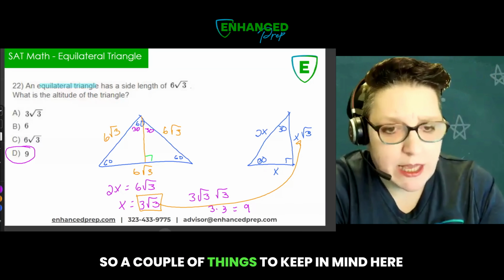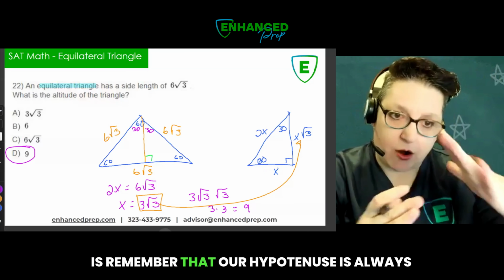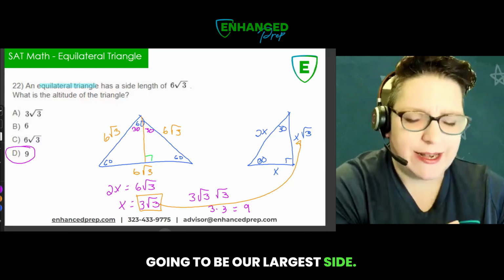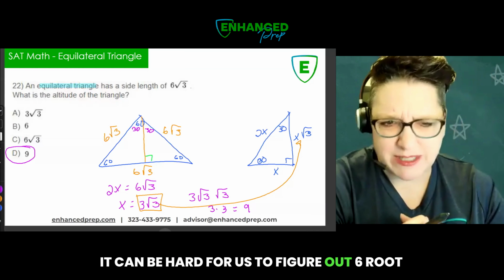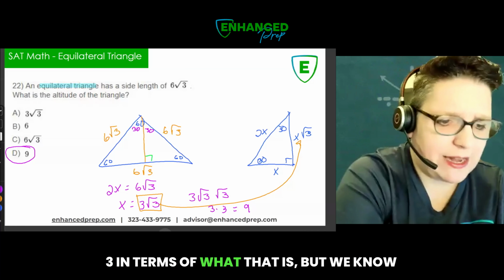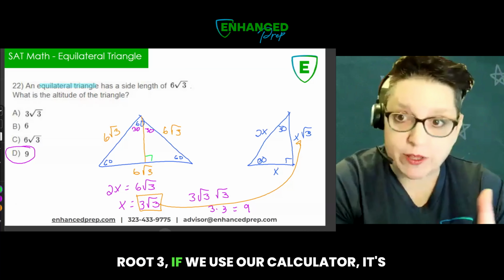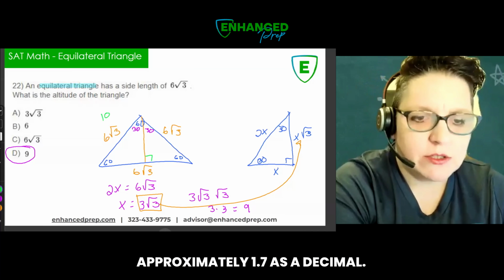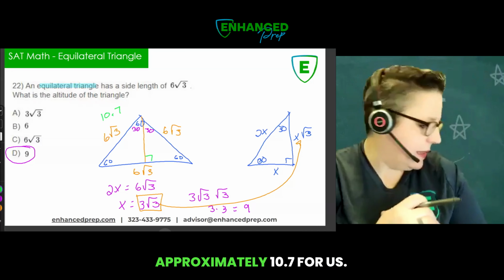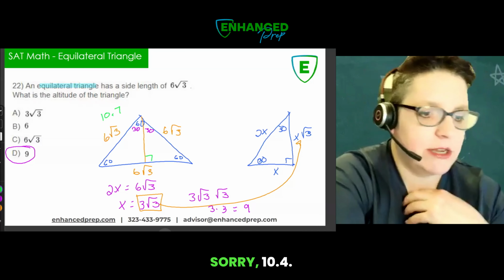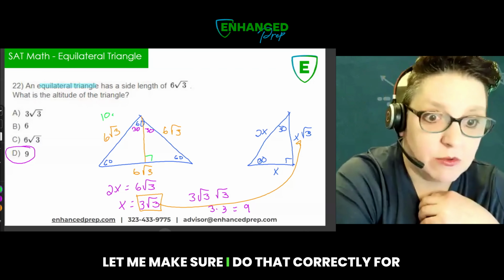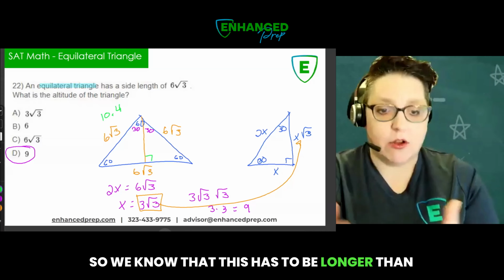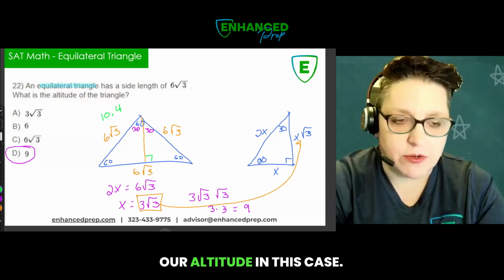So a couple of things to keep in mind here is remember that our hypotenuse is always going to be our largest side. It can be hard for us to figure out 6 root 3 in terms of what that is, but we know root 3, if we use our calculator, is approximately 1.7 as a decimal. So this is going to come through at approximately 10.7 for us. Sorry, 10.4. Let me make sure I do that correctly for you. All right, so we know that this has to be longer than our altitude in this case.